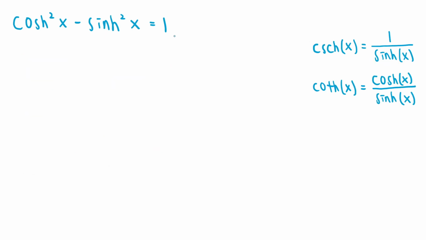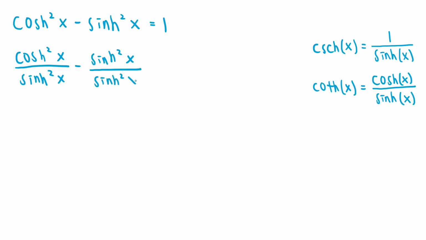The other related identity we need to prove is coth squared of x minus 1 equals cosech squared of x. If we start with the proven identity, cosh squared of x minus sinh squared of x equals 1, we can divide both sides of the identity by sinh squared of x. This results in the identity cosh squared of x over sinh squared of x minus sinh squared of x over sinh squared of x equals 1 over sinh squared of x.